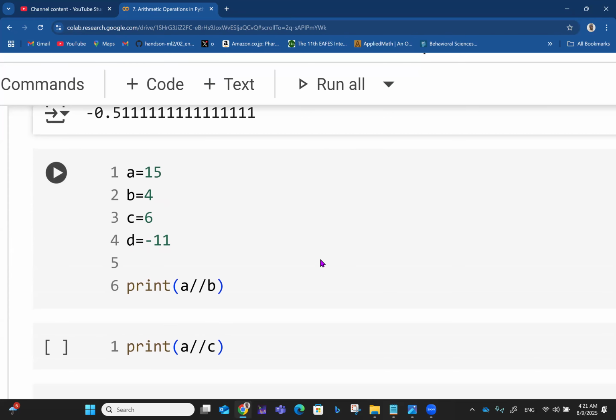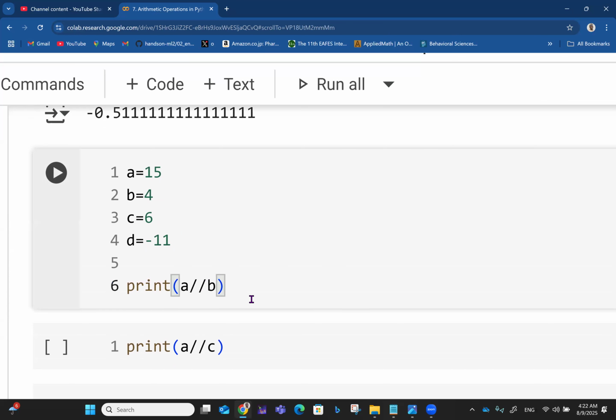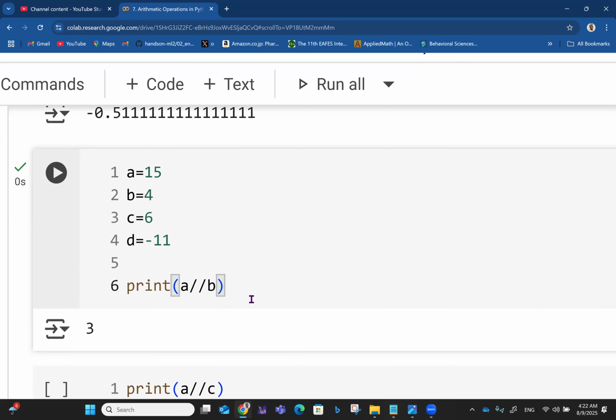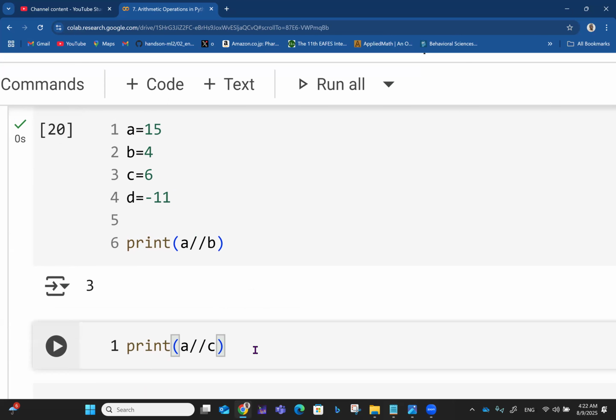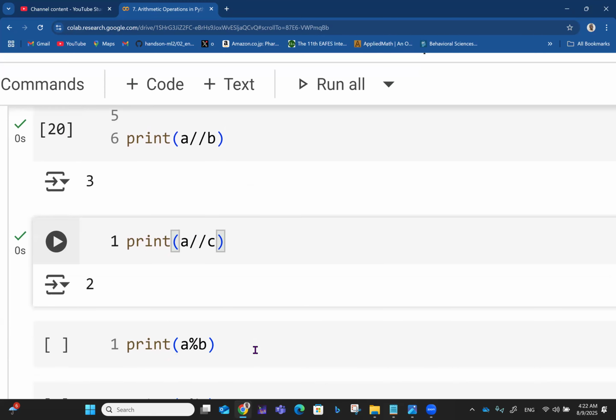So we have another one. A is 15, B is 4, C is 6, D is minus 11. Watch out. We now want to do floor division. A floor division B, that's 15 divided by 4. So 4 goes into 15 3 times. The remainder we don't care about, so the answer is 3. Then A floor division C, that's 15 divided by 6. 6 goes in 15 2 times. We don't care about the remainder, which is 3. So the answer is 2, right?